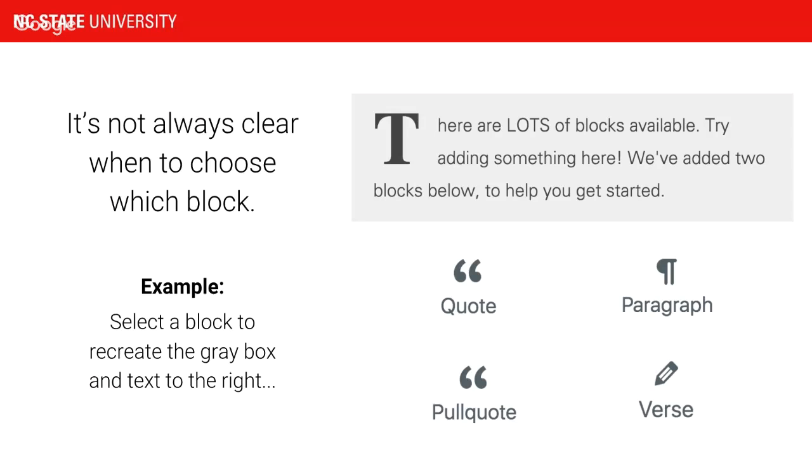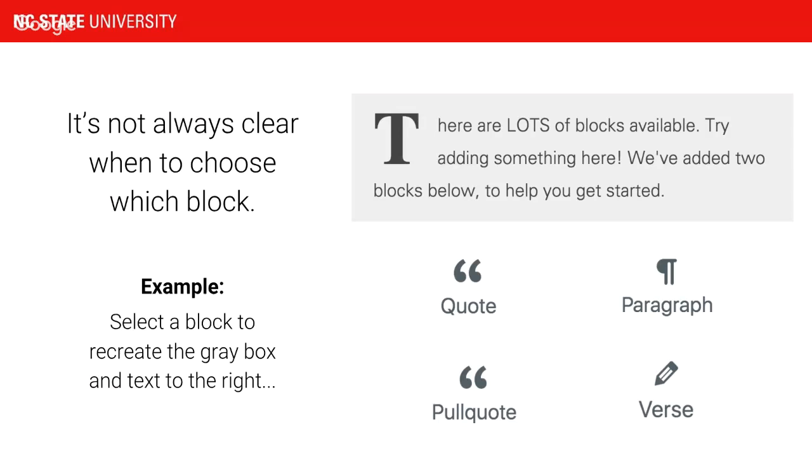It's a paragraph block. You might think it's a quote, but no, that's just a paragraph block with some different settings on it. It's got a background color. It's got a drop cap. But that's still just a paragraph block. So if you want to create something and you specifically have in your mind what you're thinking of, it's not always clear which block you need to do that.